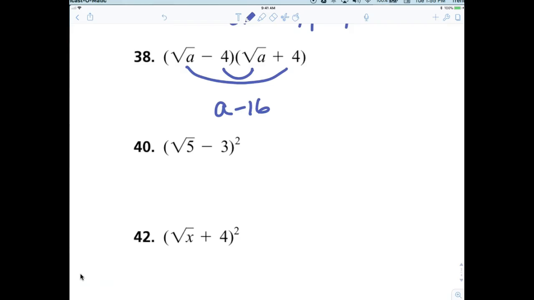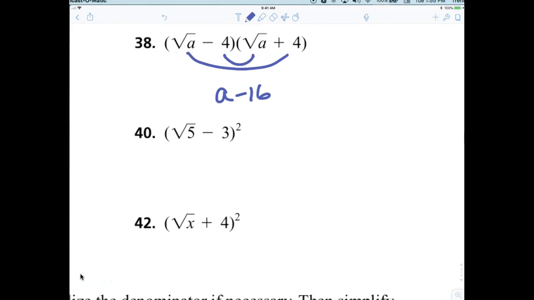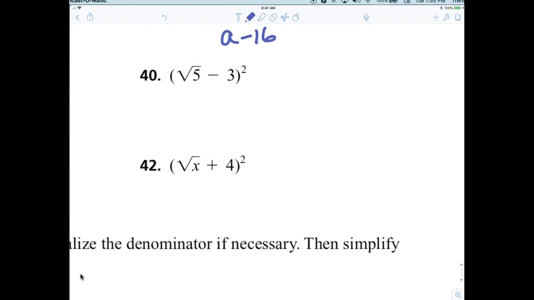Anybody else? Uh-oh, here we go. Aspen's got number 40. Okay, I got 14 minus 8 radical 5. That's not what I got. I got 5 minus 6 radical 5 plus 9. No, not you. You. 4 minus 6 radical 5. That's what I got right there. What do we get here?